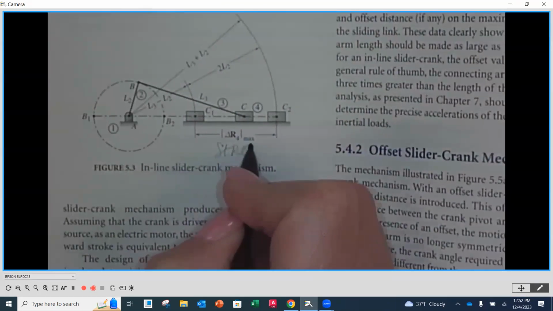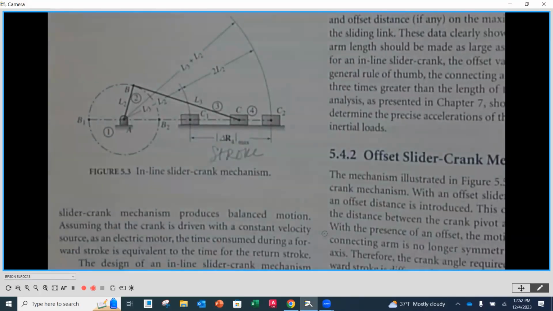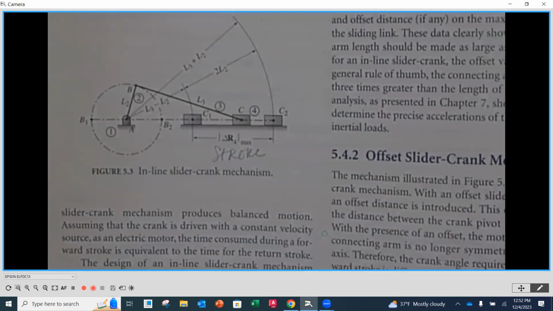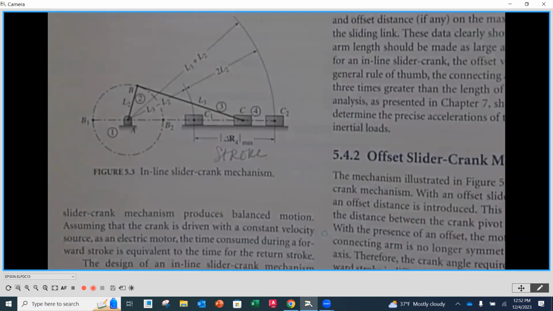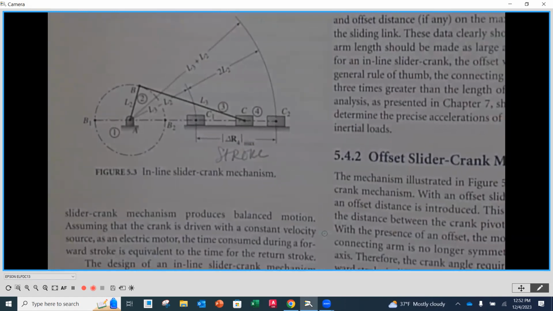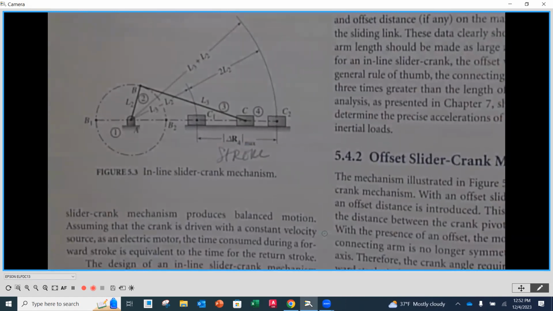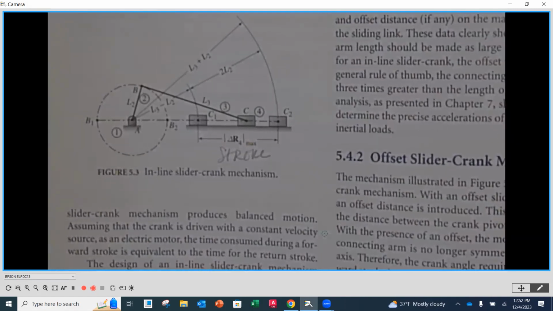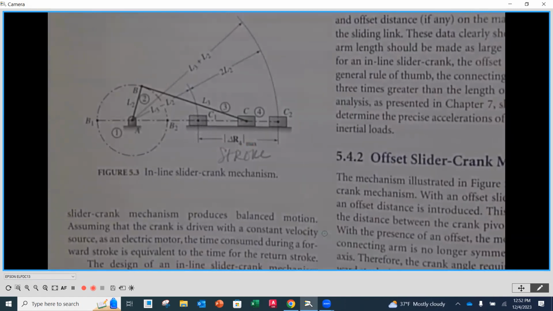Okay, stroke. I'm not sure why, but the book takes, and we saw this as well when we were looking at displacement analysis, I think that was chapter 3 or 4, I forget, it does delta R instead of a distance. But delta R is going to be the overall stroke, that max value from the furthest away to the closest.